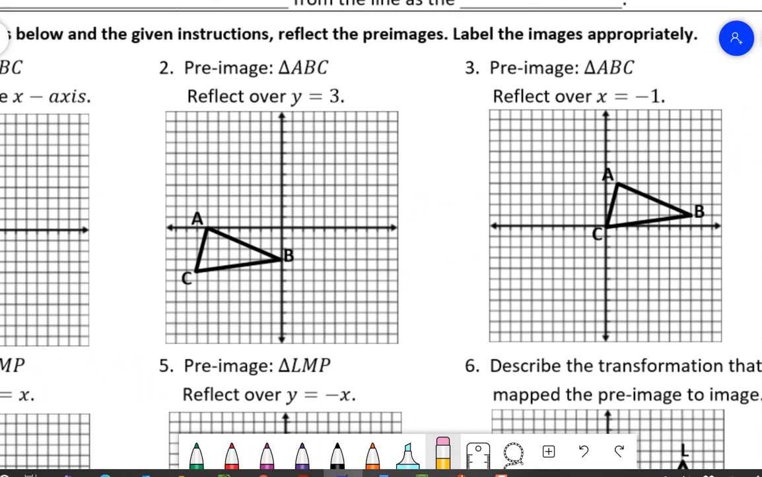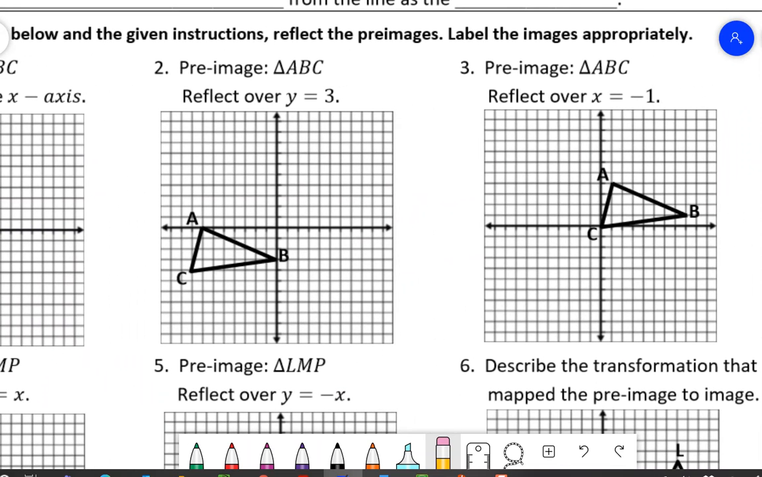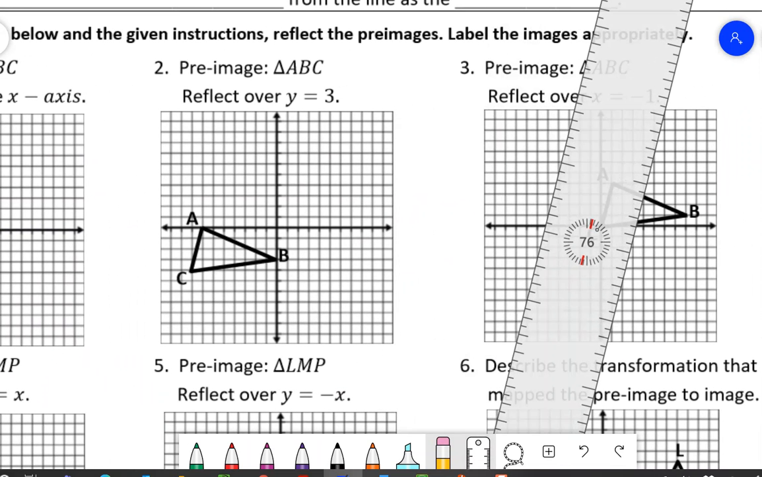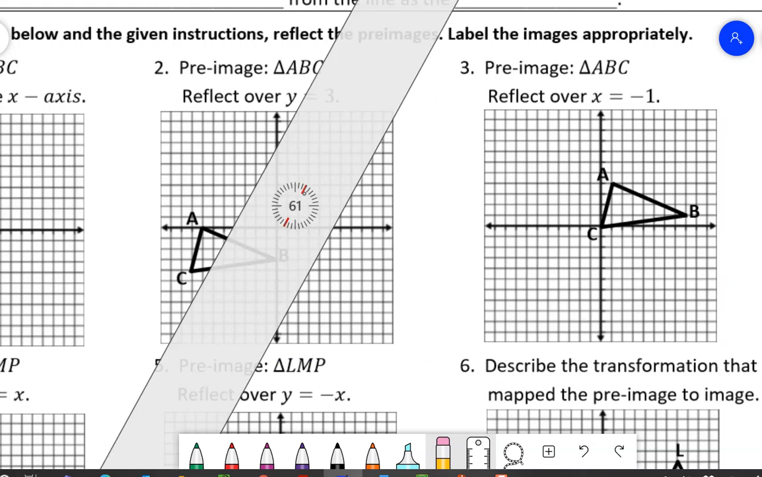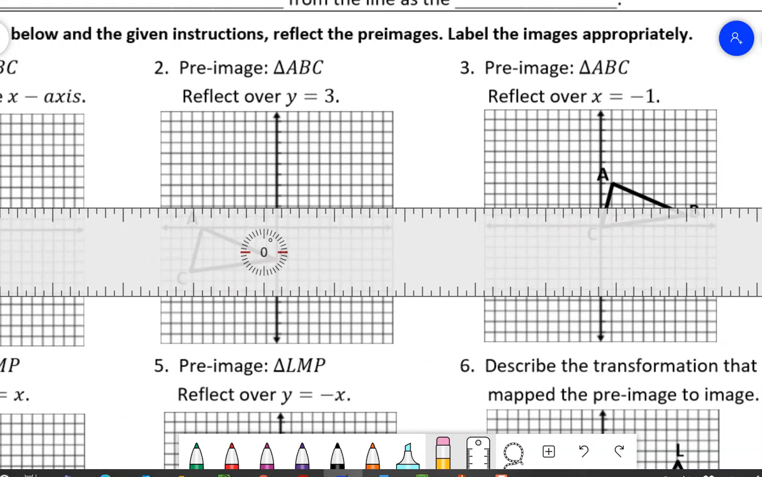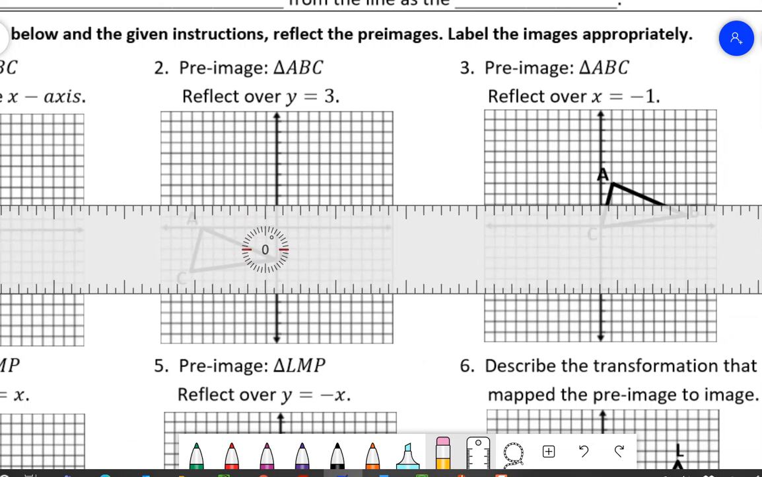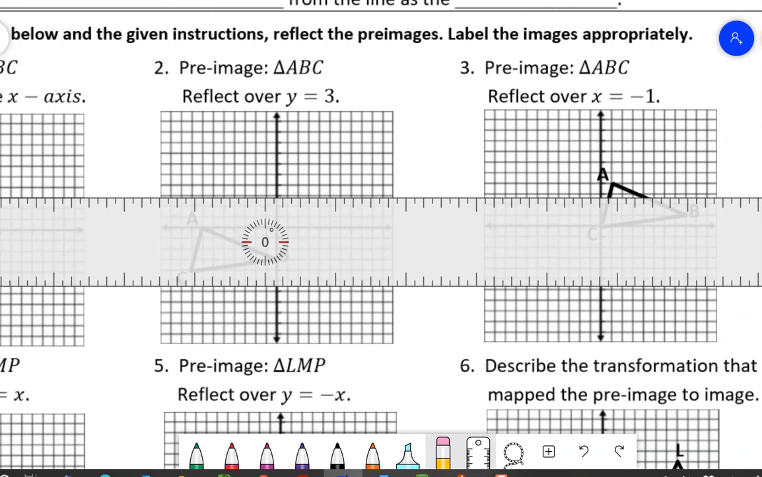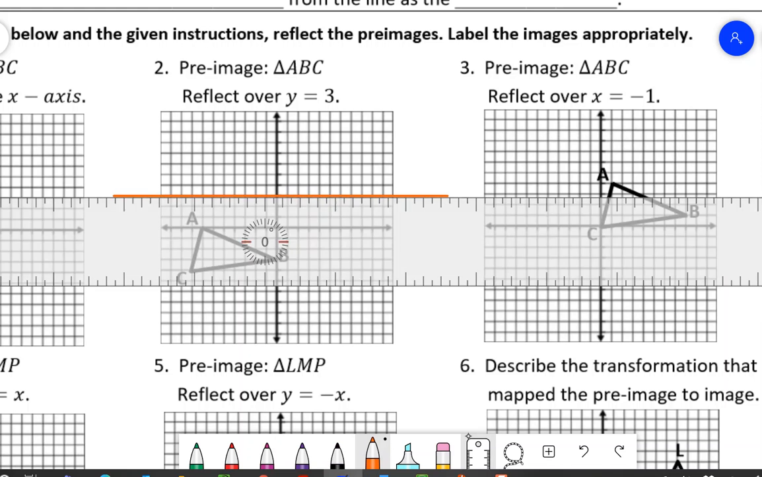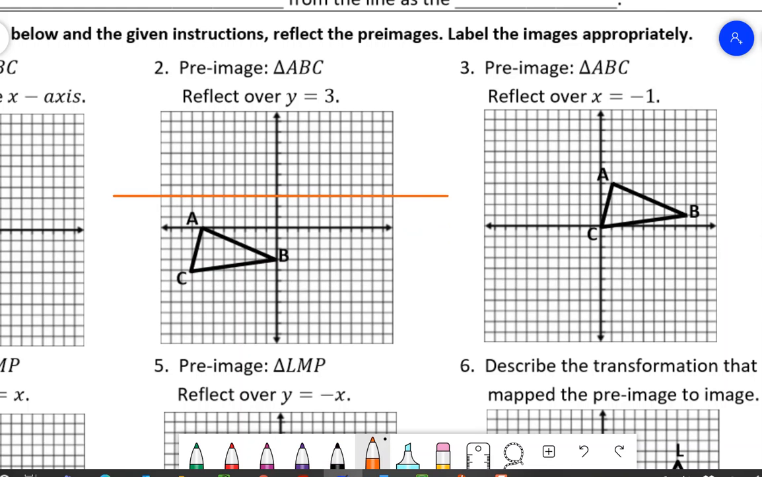Y equals 3. Y equals 3 is up 3 units from 0, so 1, 2, 3. And due to having a tool and everything else, I'm going to draw it out pretty. And there's your y-axis line. So what I'm going to do is count how far above or below I am. So A, B, and C are all down below, so I'm going to count how far I am away.